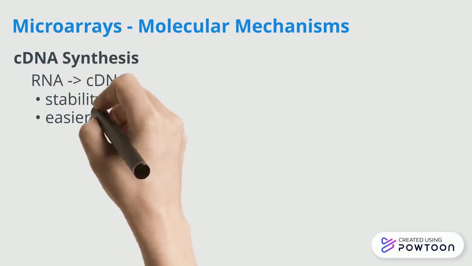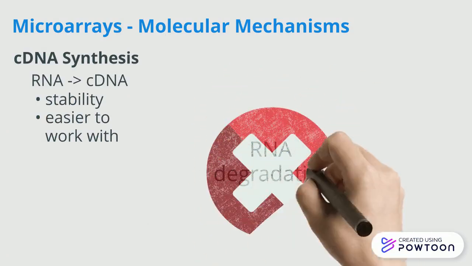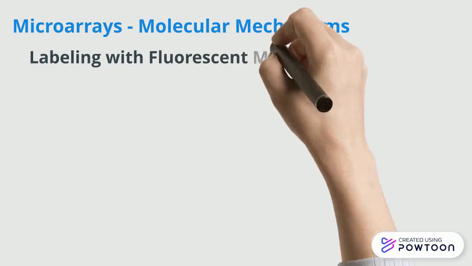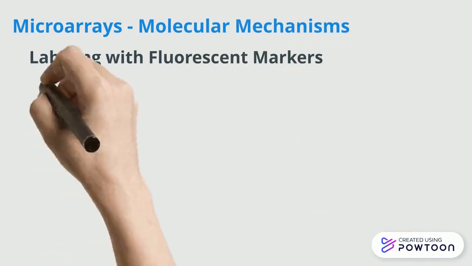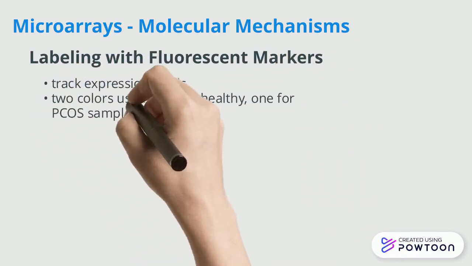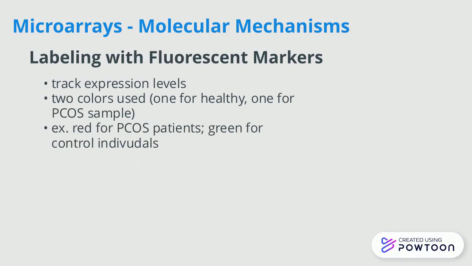RNA is not stable enough for experiments, so we convert it into complementary DNA, also known as cDNA, using the enzyme reverse transcriptase. This process copies the RNA sequence into a stable DNA version, which can then be studied. The cDNA acts as a long-term representation of gene expression, allowing us to study the gene activity without worrying about RNA degradation.